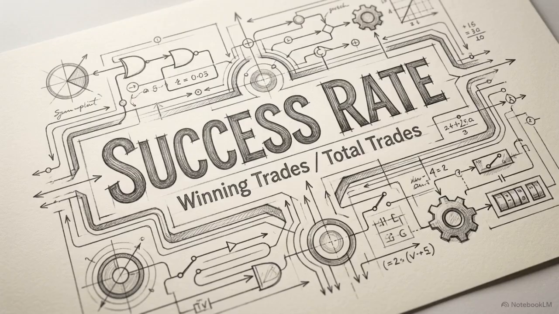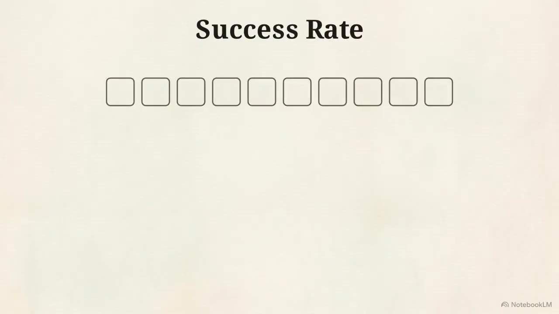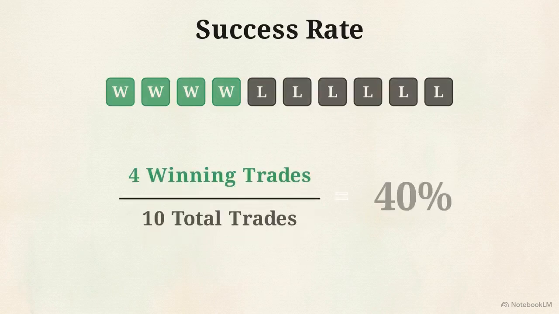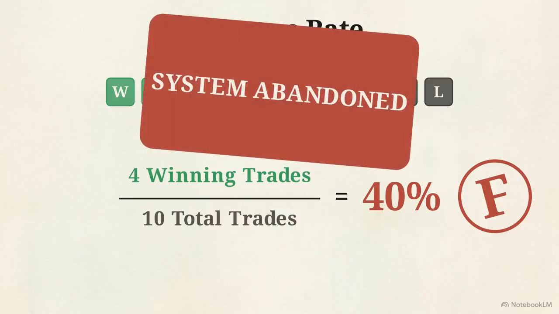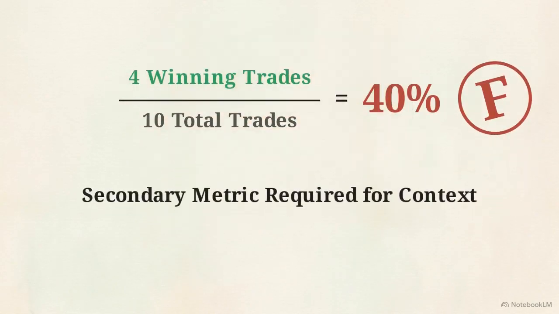This is strictly the percentage of winning trades compared to the total number of trades taken. In our 10-trade scenario, we have 4 winning trades. 4 divided by 10 gives us a success rate of exactly 40%. 40% looks like a failing grade. Relying on this number alone causes many traders to abandon perfectly viable systems. We need a secondary metric to provide context.